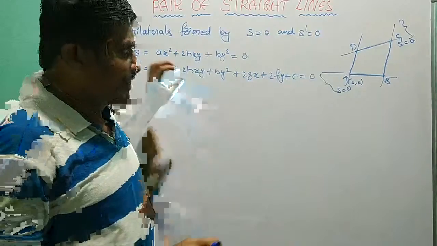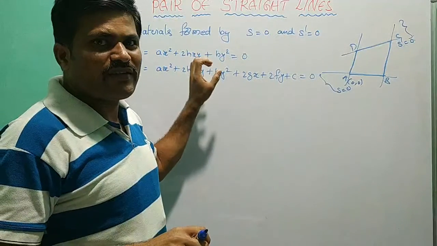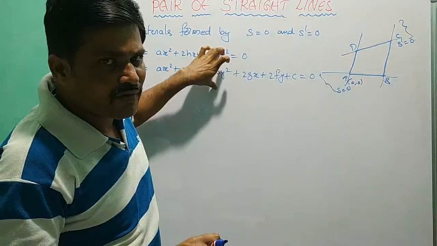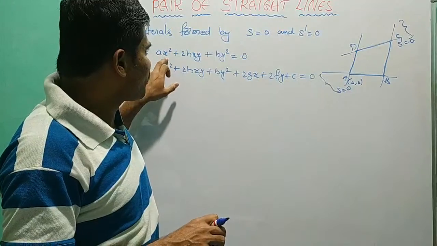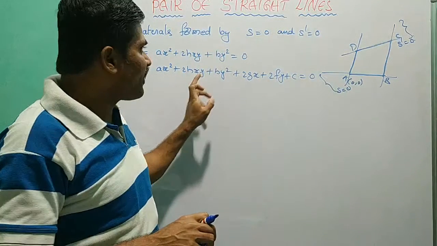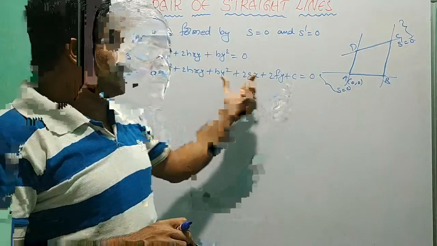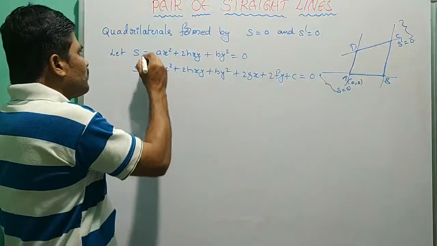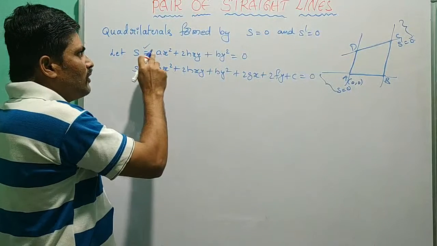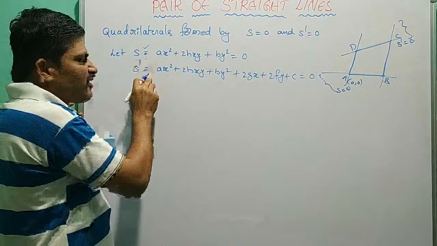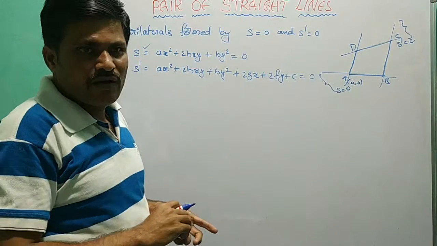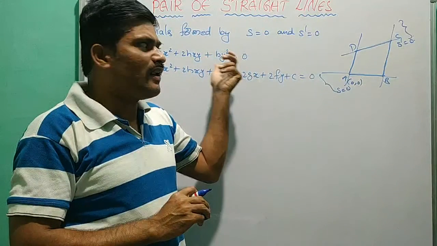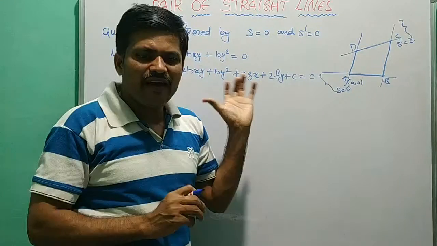Now in that, up to y square, ax square plus 2hxy, the terms up to y square are equal. Here the coefficients of x square and xy are equal. In the second pair, there is an extra term, that is 2gx plus 2fy. So clearly we have to observe this is a homogeneous second degree equation. Now the quadrilateral is formed by one pair, a homogeneous second degree equation, and another second degree equation.